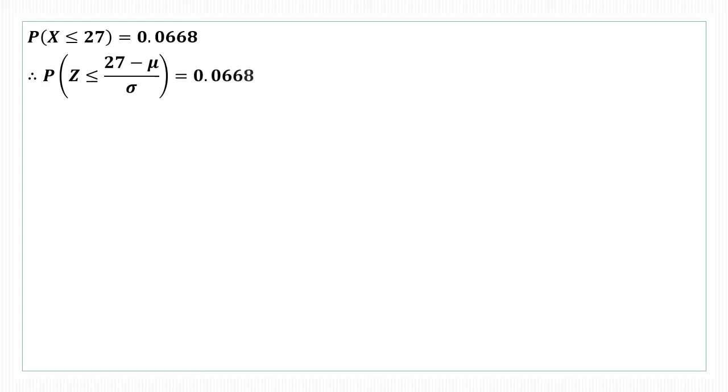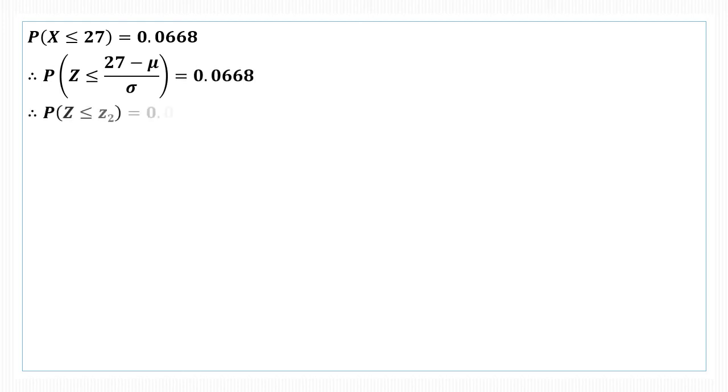In the second equation, it was written that temperature less than 27 degrees Celsius. So x is less than 27. The probability was 0.0668. Naturally, we are going to convert it. Mu and sigma will be written as symbols. Values are not available yet.